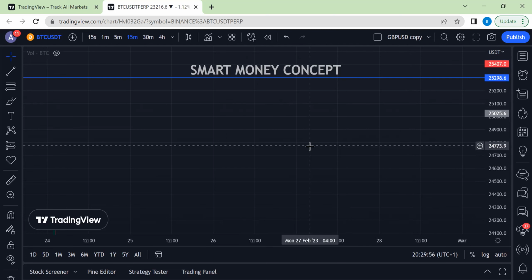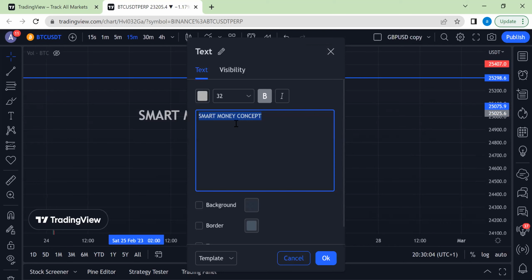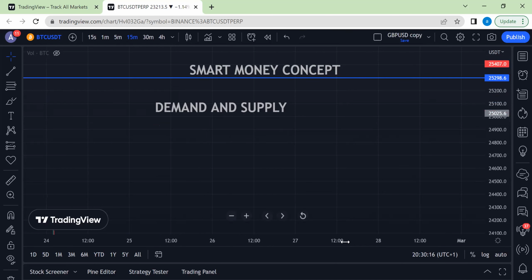And this smart money concept is a form of trading where we simply trade with demand and supply. This is what you trade with. You all know that in basic economics, when there is high demand for something in the market, definitely the price of that thing will increase, right?